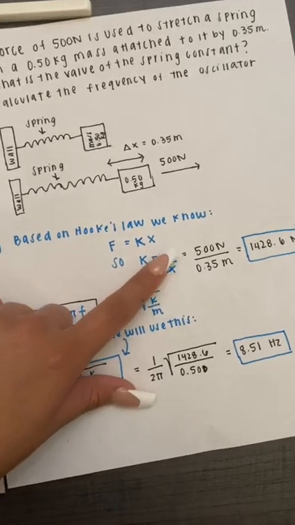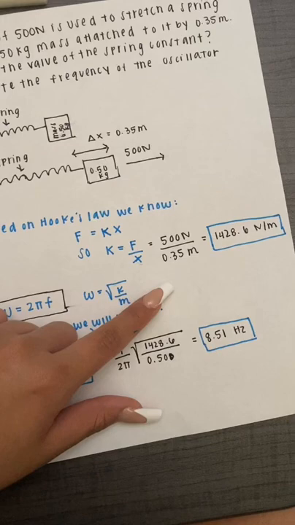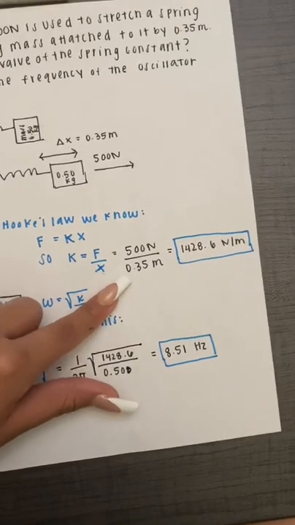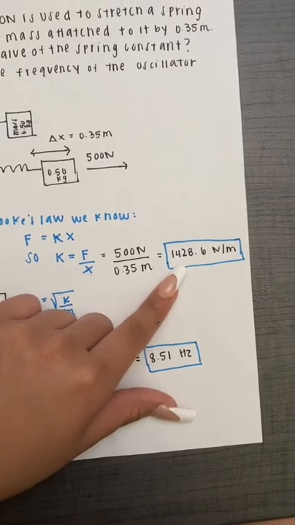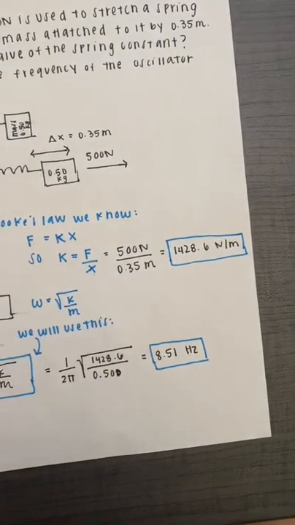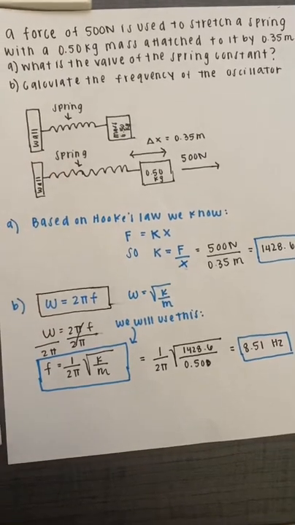So for force, we know that it is 500 newtons, and for the displacement, we know it's 0.35 meters. Plug that into your calculator, and you will get 1428.6 newtons per meter. Next, it's asking us to calculate the frequency of the oscillator.